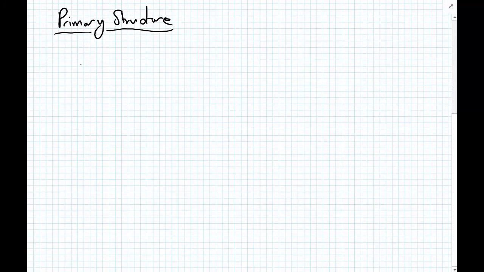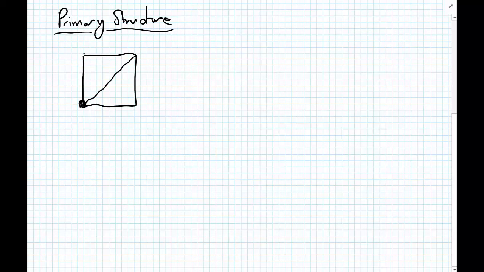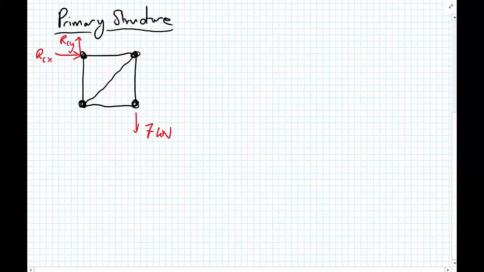So the primary structure, let's quickly draw a free body diagram of the entire structure that we've got. We have the applied 7 kilonewton load. We have RCX and RCY at joint C, and we only have a horizontal reaction RDY at joint D. And let's label up our joints. So we have D, C, B, and A.